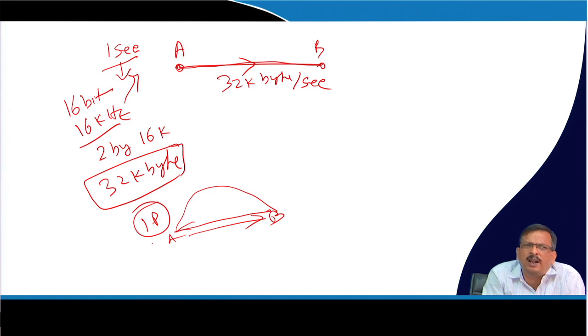If you are a communication student, you know that. Now voice over IP will be very cheap because it is shared by many people. But I cannot guarantee that this 32 kilobytes per second will reach B. Unless it is reached, real time communication is not possible.